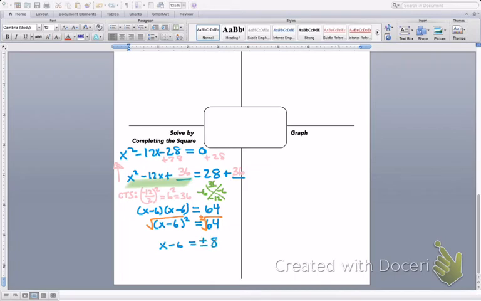Then we need to move the 6 to the other side. Since it's negative on the left, it's going to be a positive on the right. And then we just finish it off. 6 plus 8 is 14, or 6 minus 8 is negative 2. Same exact answer as the 2 times from before. So this answer matches the ones from before. So all 3 times you should have the same answer.